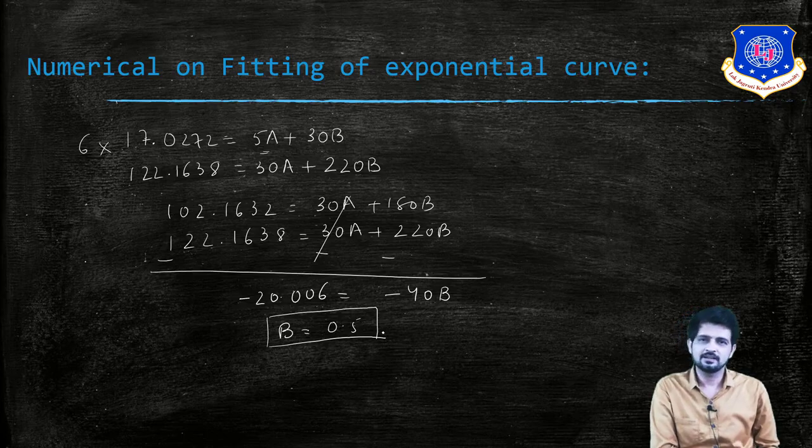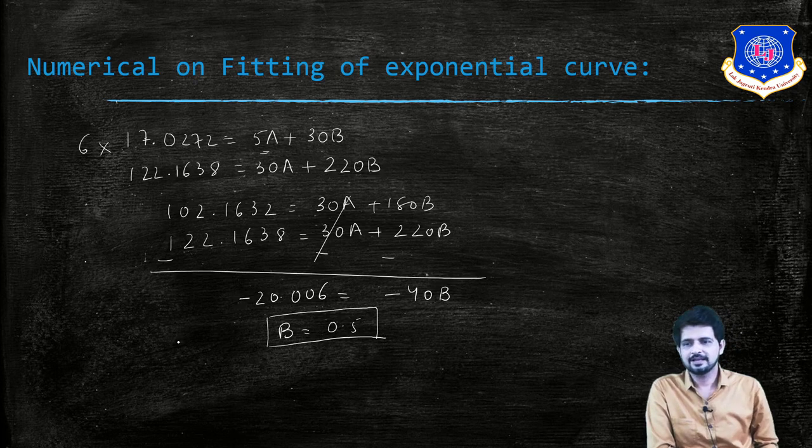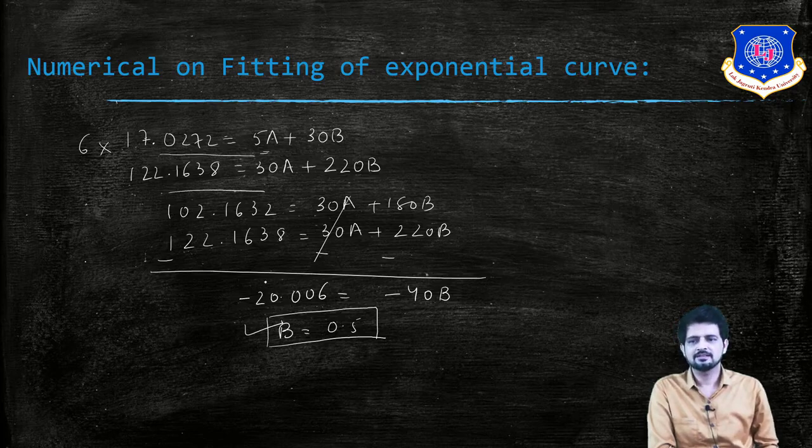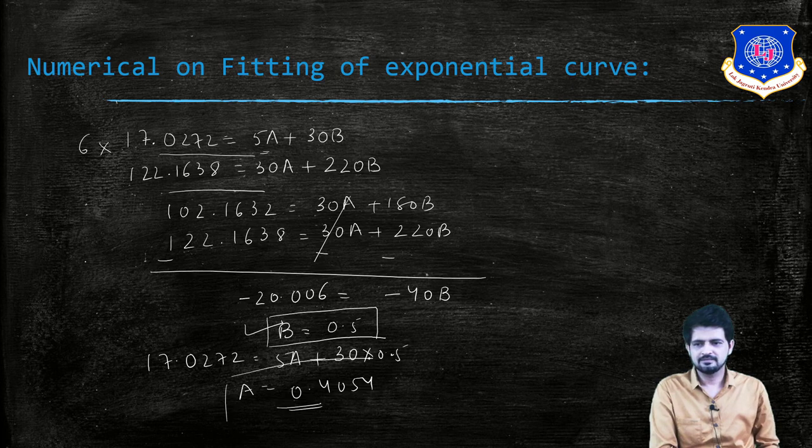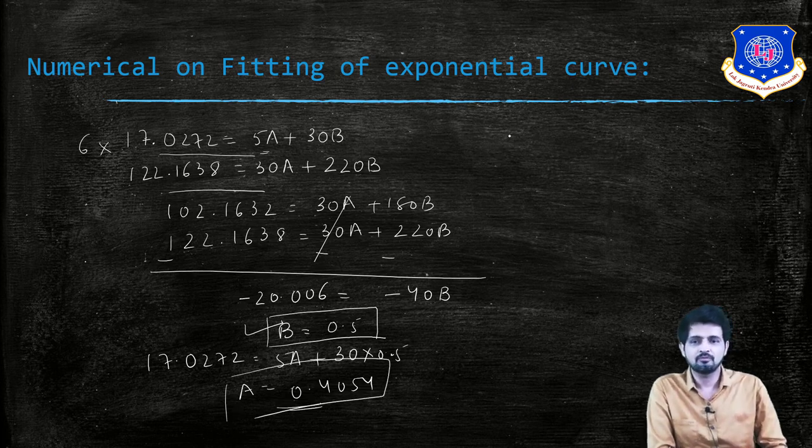Now I have to find the value of capital A. How I can find the value of capital A? See, capital A can be found by placing the value of B in any of these equations. Okay, if you will place the value of B in this equation, I can write like this: 17.0272 is equal to 5A plus 30 into 0.5. 30 into 0.5 is 15. If you will solve this, you will get the value of A as 0.4054.